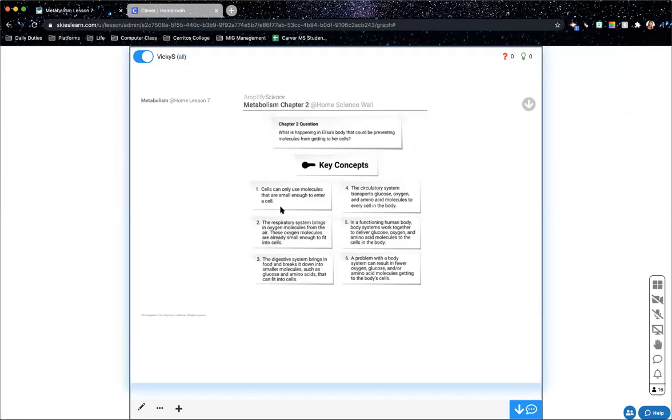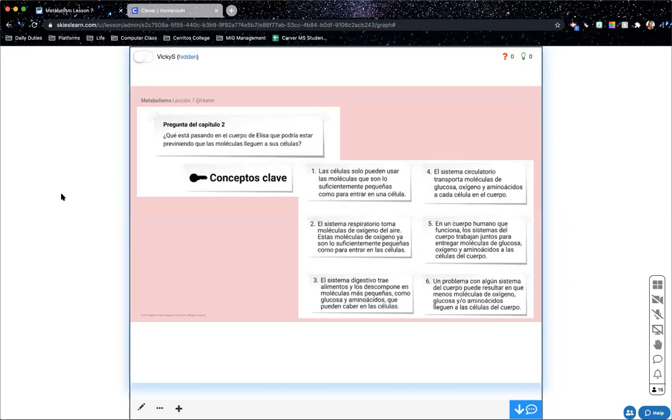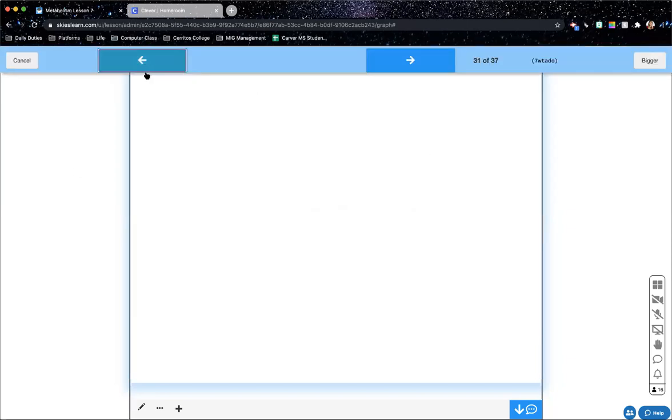In chapter 2, cells can only use molecules that are small enough to enter a cell. And then we have focused on the number 6. A problem with the body system can result in fewer oxygen, glucose, amino acid getting into the body cell. So there can be a problem like a medical condition, like asthma, like diabetes, that can cause fewer or less oxygen, glucose, or amino acid in our body. So this is in Spanish. Oops, my bad.